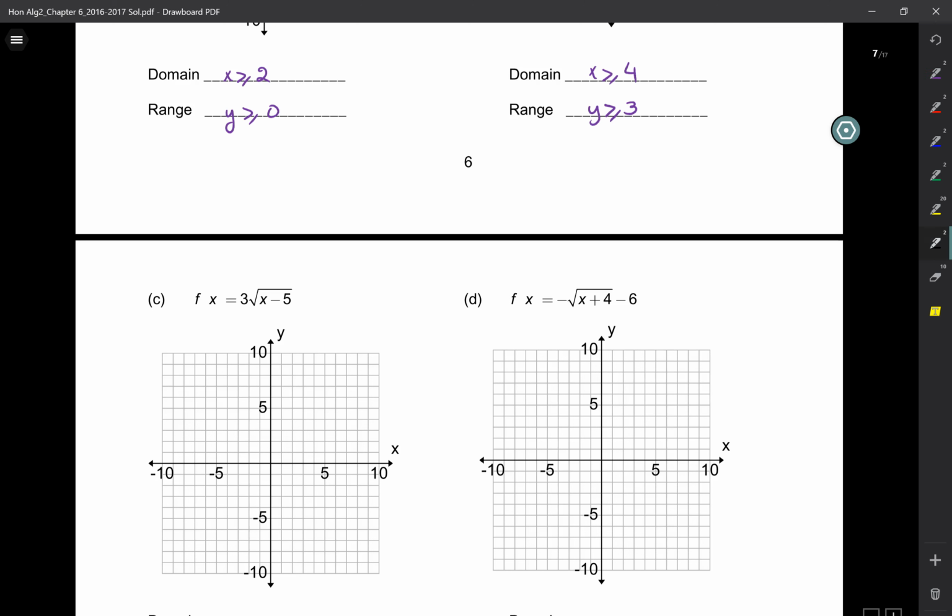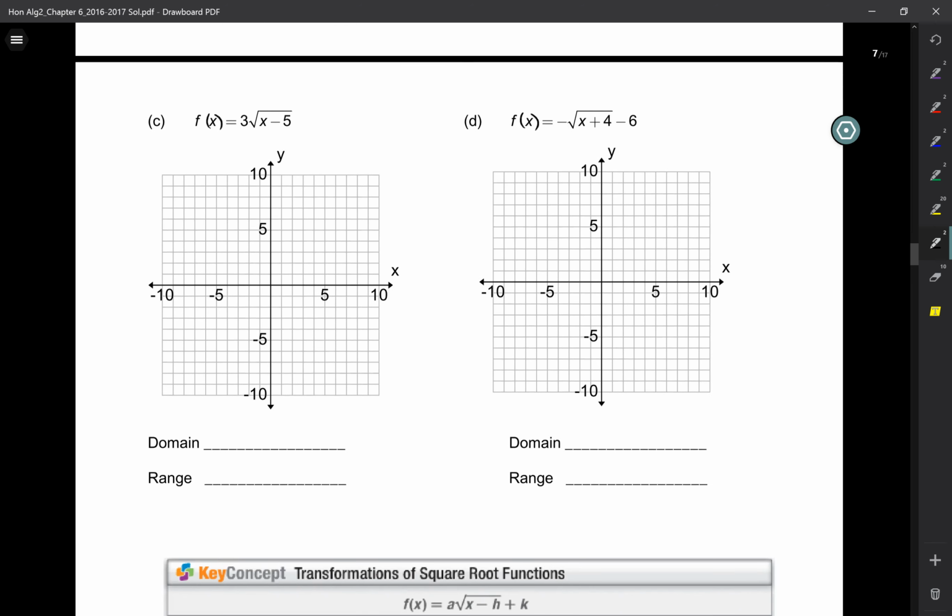Okay, so let's take a look at this one now. What changes do we see here? Vertical dilation, right? Okay, so what is the negative 5 going to do? Move it to the right 5, so I'm going to start here. So now, if I go over 1, I would have normally gone up 1, but how much do I go up now? 1 times 3. If I went over 4, I would have normally gone up 2, but now I go up 6.